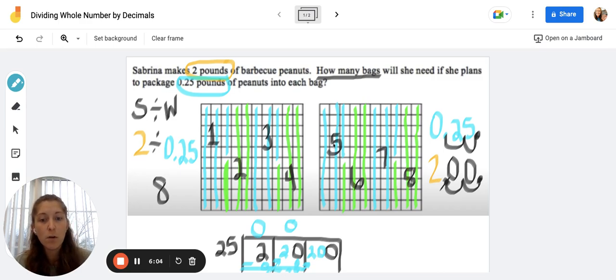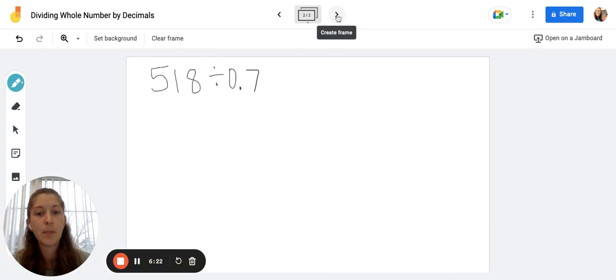So if you think 4 quarters make $1, well, then 8 quarters are going to make $2. So it would be able to go in 8 times. That would give me 200, and I would be left with nothing. There's no remainder on this problem. So there would be 8 bags that she would need.